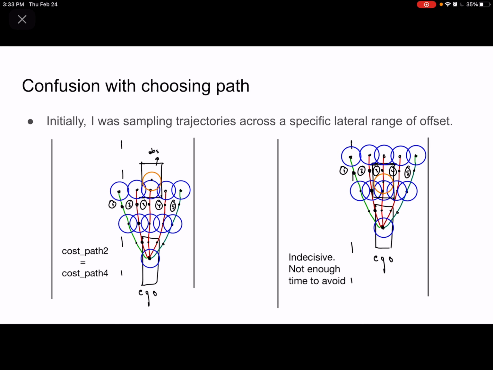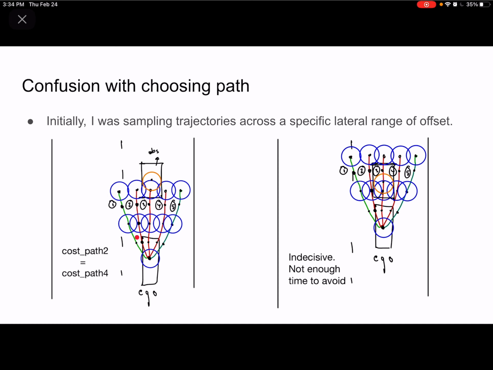Another thing was with deciding how to sample the trajectories. So say if this is the global path, before my planner was sampling say 1 meter to the left of the global path and 1 meter to the right of the global path. So what happens is that, for example, this path 5 and path 1, both of them have the same cost value, and the cost is calculated by the jerk, by its offset, and by the time it takes to converge. Since 1 and 5 have the same thing for all three of them, the cost function will be same.